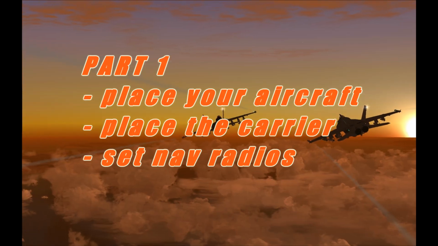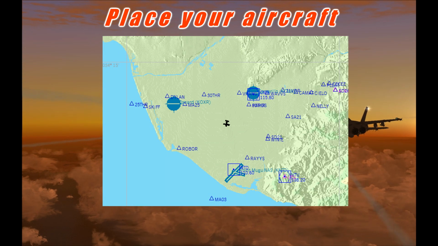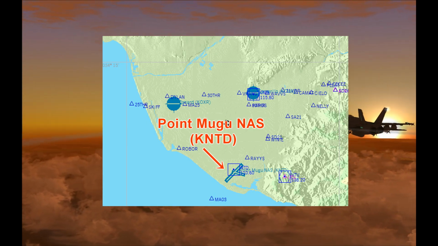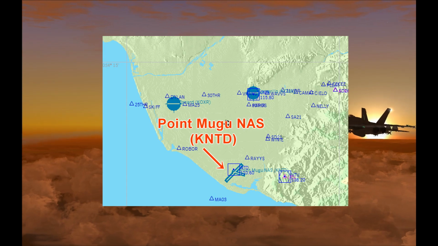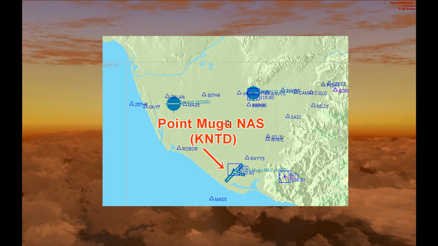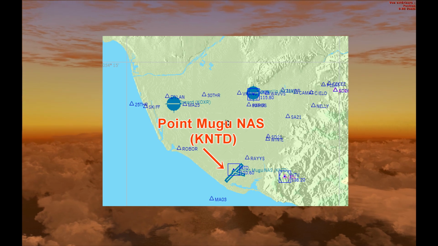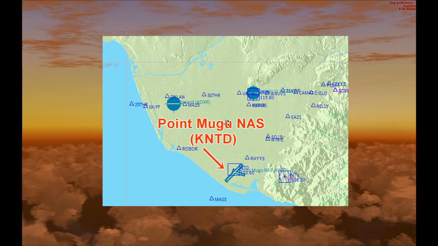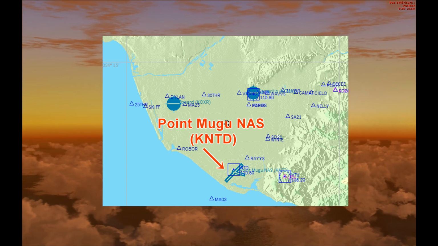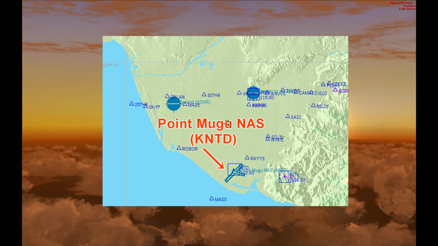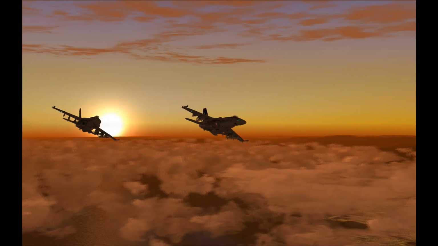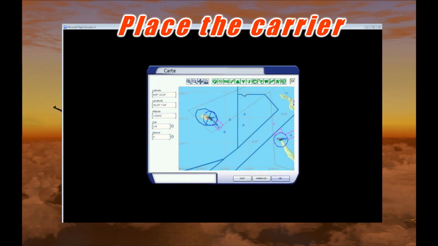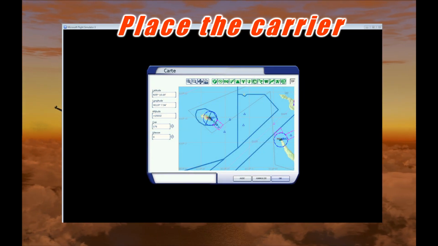To begin this tutorial, place your aircraft at Point Mugu, California Naval Air Station, identifier Kilo November Tango Delta. Take off, climb to 15,000 feet on a heading of approximately 270 to reach the check-in position of 330 radial, Freedom 62. To place the carrier for utilization in this video, once in the cockpit, pause the sim.